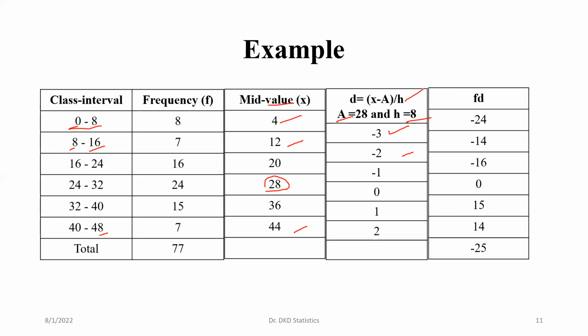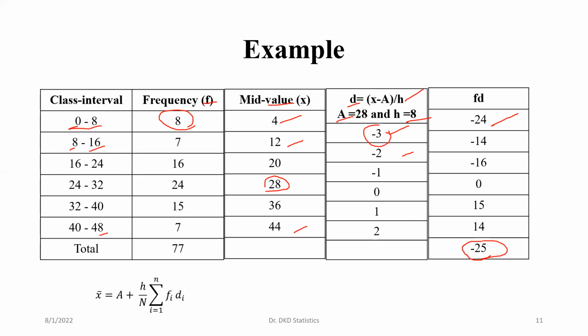And now the next column we can find is f times d. This is the d column and this is the f column. We'll multiply the corresponding values: 8 multiplied by minus 3 is minus 24. Correspondingly, we'll find all the values. This is the total, the summation of fi di, which is minus 25.